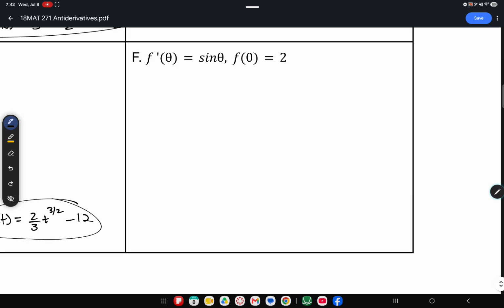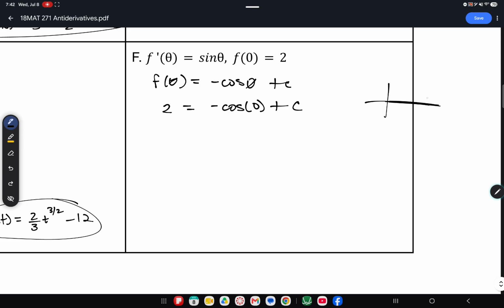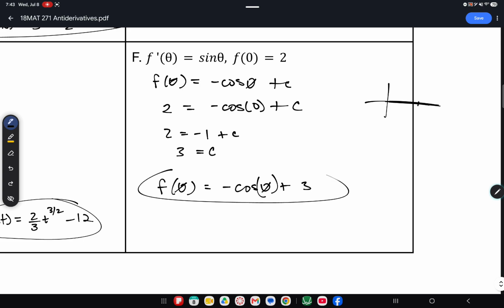And then last one here, we can integrate both sides and we'll get f of theta is negative cosine of theta plus c. And then 2 equals negative cosine of 0 plus c. So I always do the trig function first. So cosine of 0, it's the x value, so that's 1. But negative of that is negative 1. So c is 3. So my original function is negative cosine of theta plus 3. And again, I'll throw parentheses around that so that plus 3 is not with that variable.